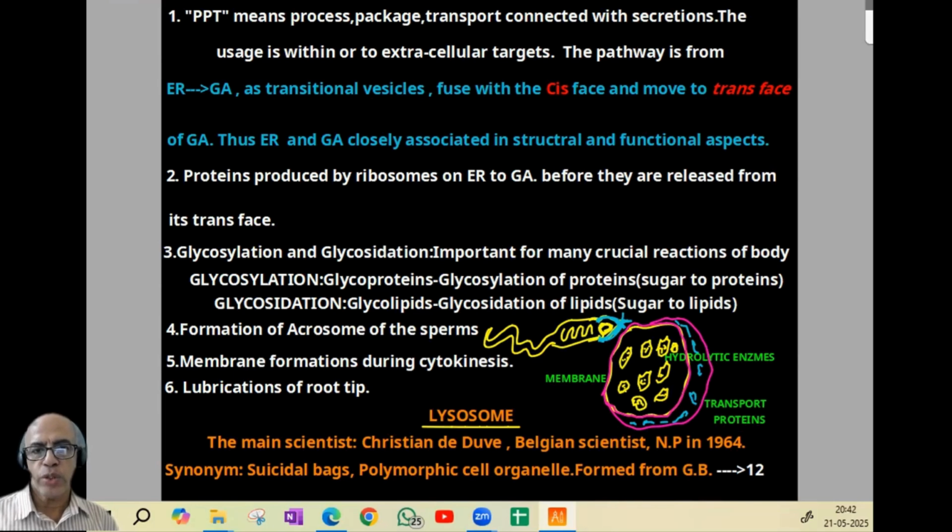Then formation of acrosome on sperms, here you can find acrosome. So you may be studied. Membrane formation during cytokinesis, lubrication of root tip while piercing. That is regarding Golgi body. So endoplasmic reticulum, Golgi body.